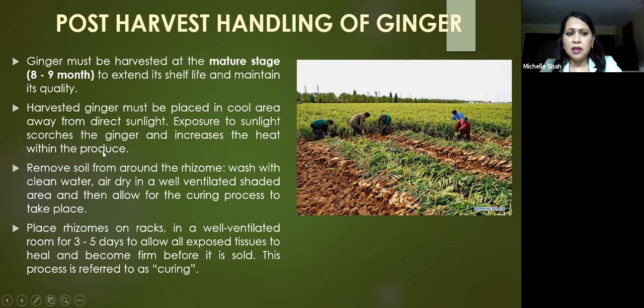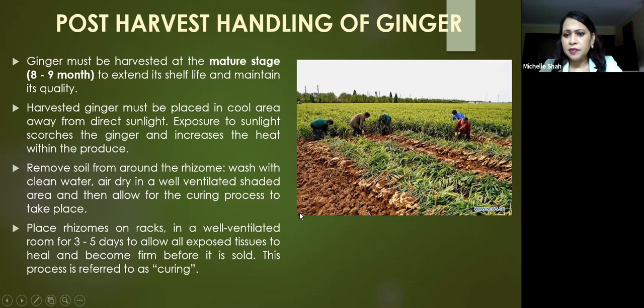Remove soil from around the rhizome, wash with clean water, air dry in a well-ventilated shaded area, and then allow for the curing process to take place. Place rhizomes on racks in a well-ventilated room for 3 to 5 days to allow all exposed tissues to heal and become firm before it is sold. This process is referred to as curing.